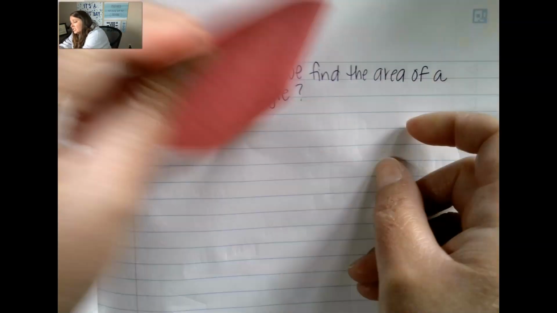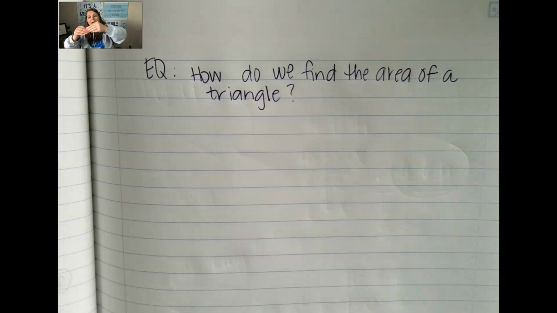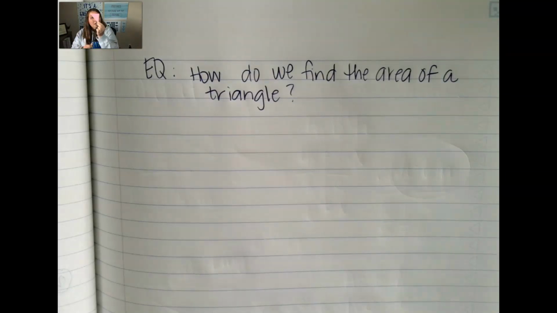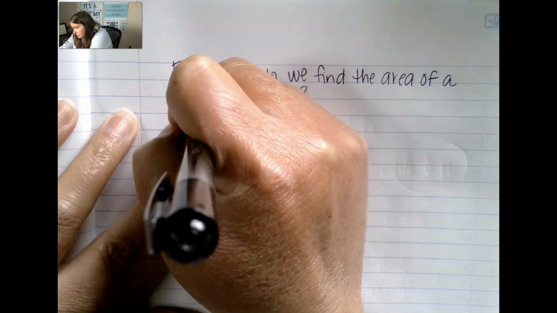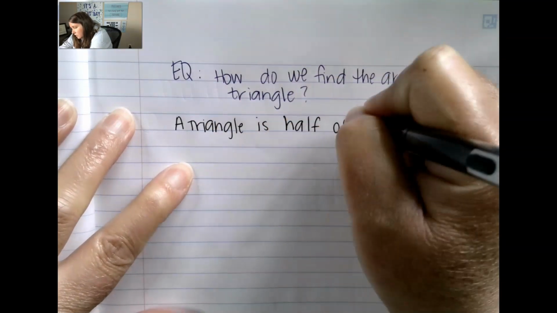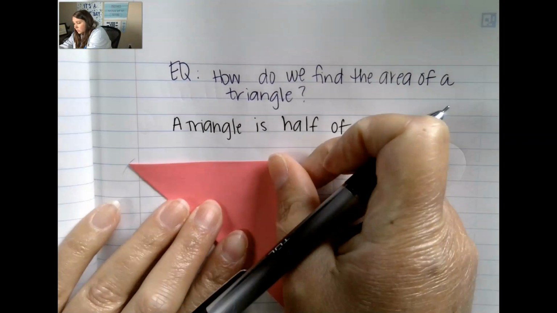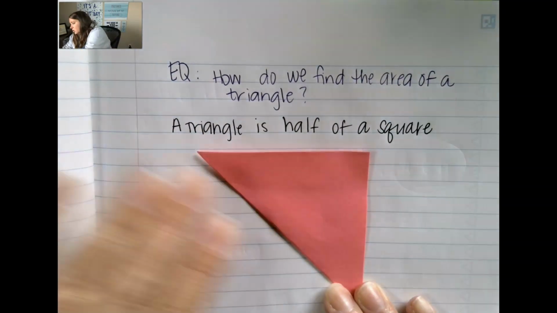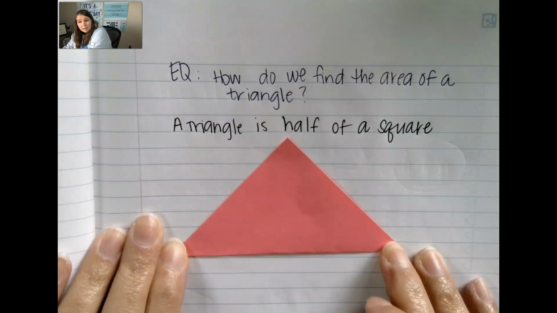And so one thing I want you to think about is that a triangle is just a square or a rectangle folded in half. So we start with a square and we cut it in half and we have a triangle or 2 triangles. So one thing for us to think about is that a triangle is half of a square. So I have my square, and I've just simply cut it in half. That's it. A triangle is half of a square.